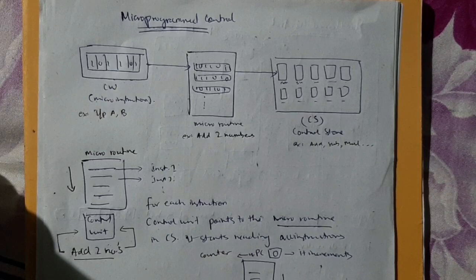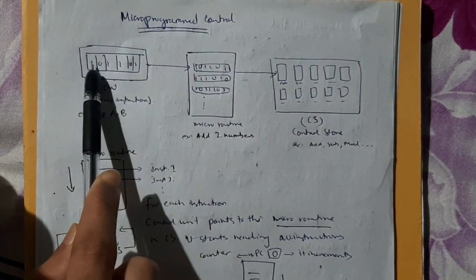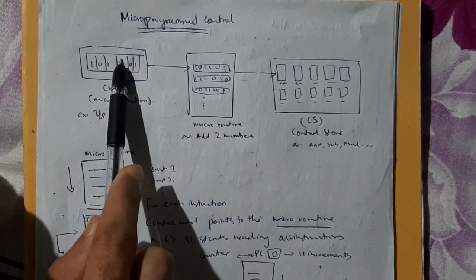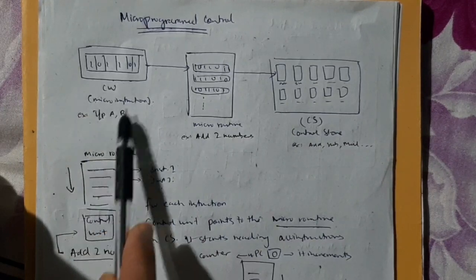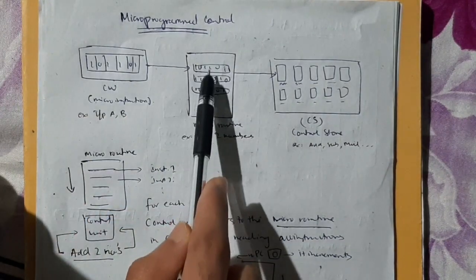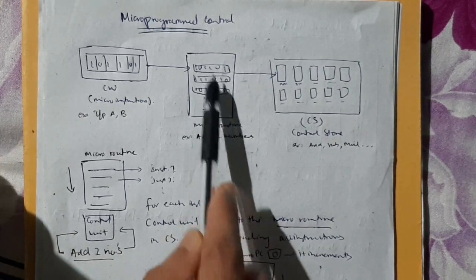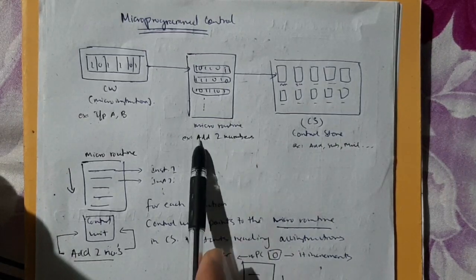Microprogrammed control is very interesting. See here, you will have some sequence of bits, 1 0 1 1 0 1. This is called a micro information. That means, like, take input A, take input B. Now if you join many of these instructions, like take input A, add these both and store the result, all that is known as a micro routine. A micro routine means add 2 numbers.